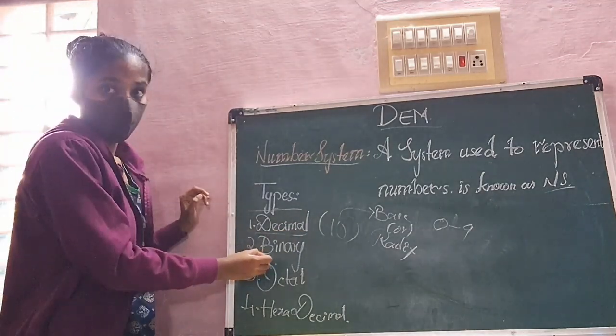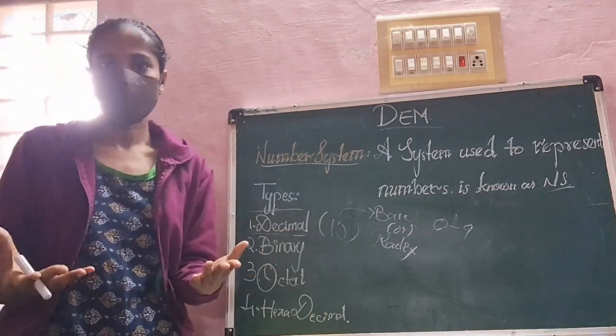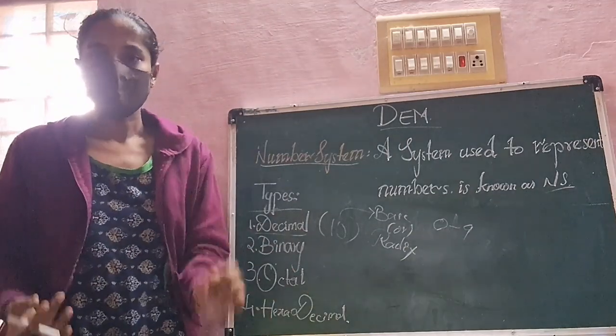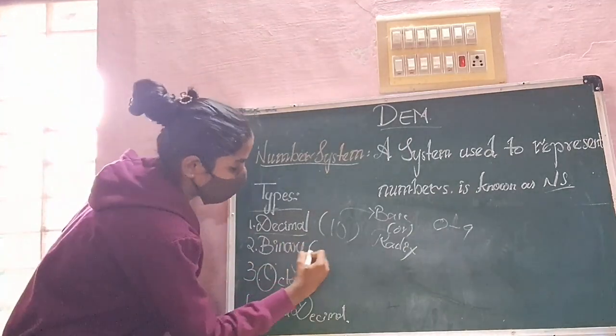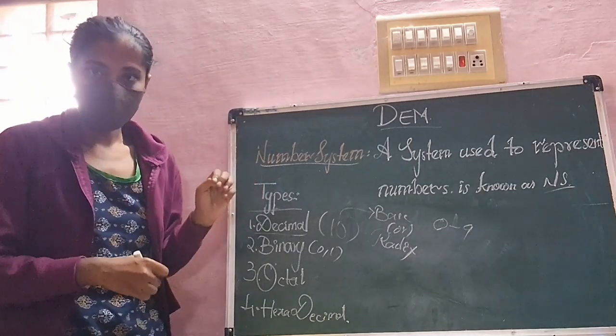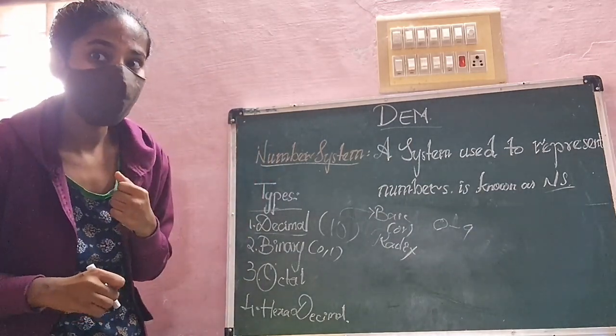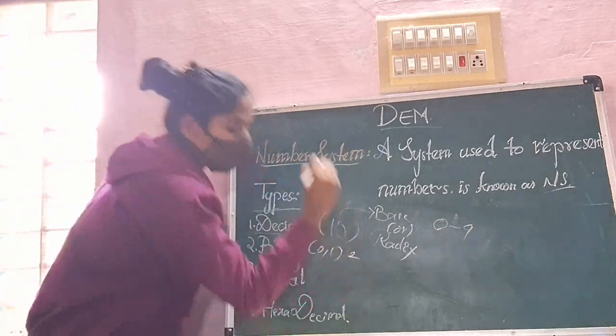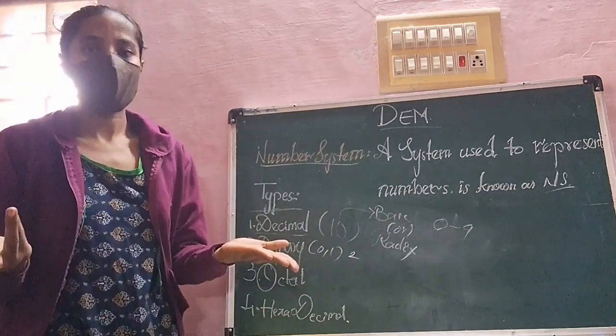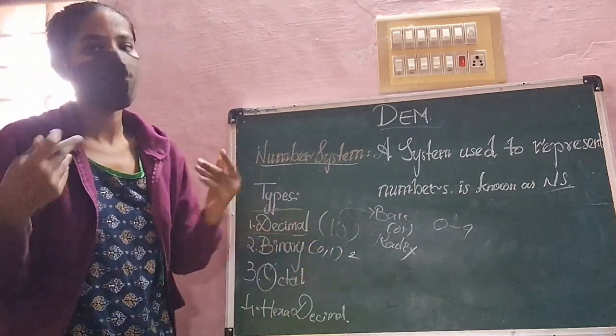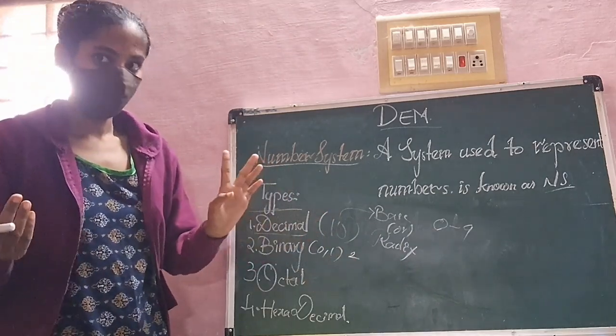Let me go for binary. What is meant by binary? We already know binary means 2. Base 2, that is 0 and 1. What is the base of binary? It is 2. Base is also called radix.